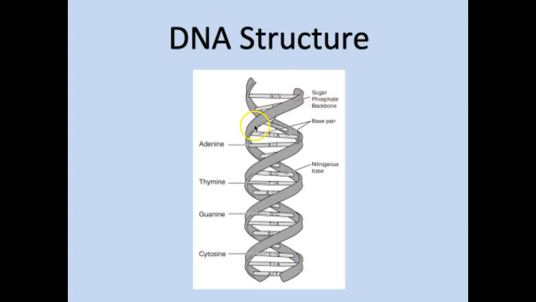On the ladder, the edges are a sugar phosphate backbone. And then what you'll notice is that there are two bases that match up together. You will always see adenine and thymine together, so your A and your T, and you will always see your guanine and cytosine, G and C, C and G together. Those are how they match up. So go ahead, take a second right now and draw this in your spiral.